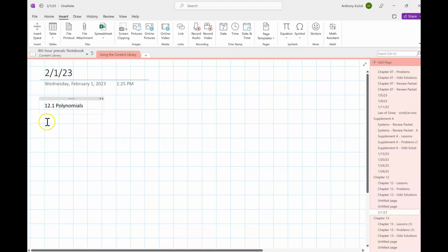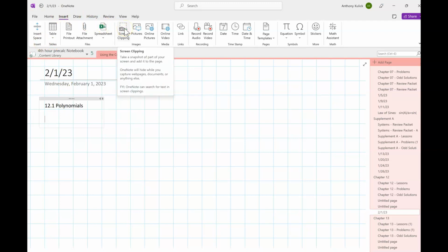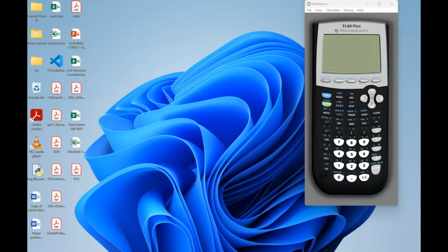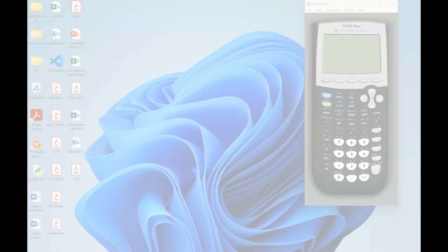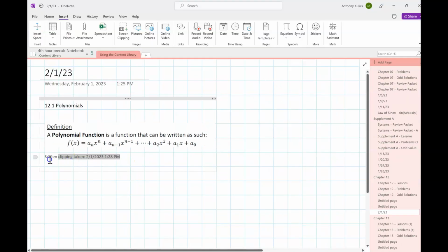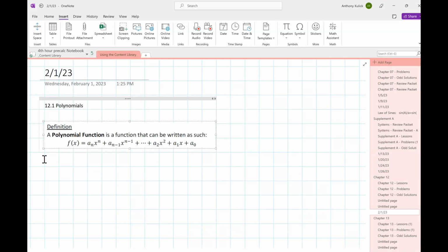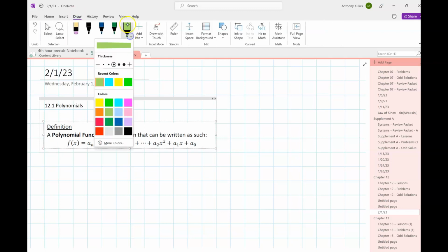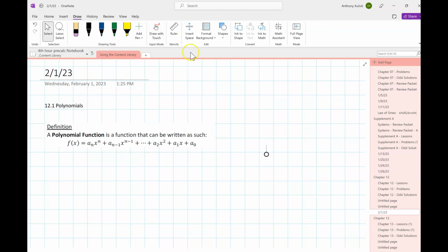So we're going to start chapter 12 talking about polynomials. This was something that you would have talked about last year in your Algebra 2 class. So let's start by defining what we mean by a polynomial function. We say a polynomial function is just something that can be written in this form. And while that looks like a lot of letters, not totally sure what all that means.